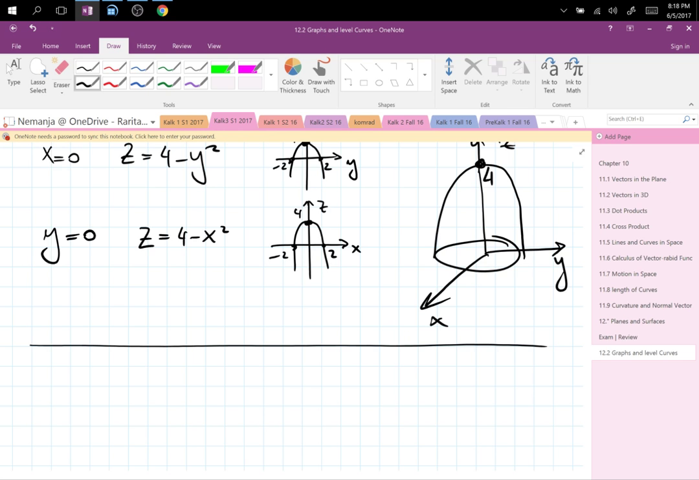And homework is giving you some of these exercises to practice.